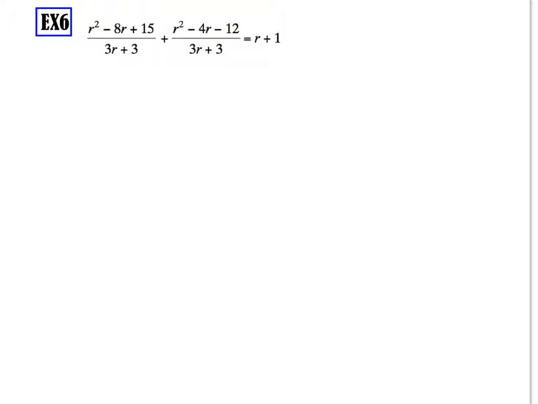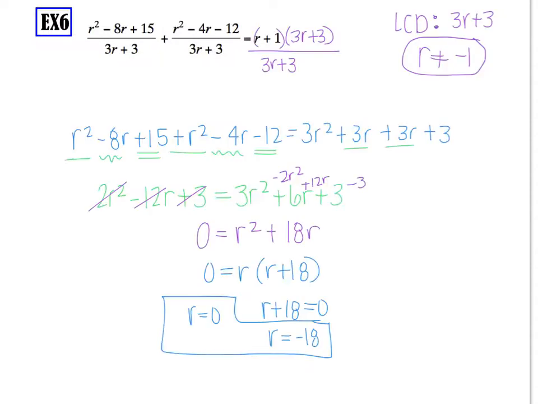All right, this one looks pretty complicated, but I think you can figure it out. So go ahead and pause the video and try it on your own. All right, so when I solved this out, I ended up with two solutions, r equals 0 and r equals negative 18. If you got that, you can go ahead and skip to the next example. If you didn't, I will explain now.